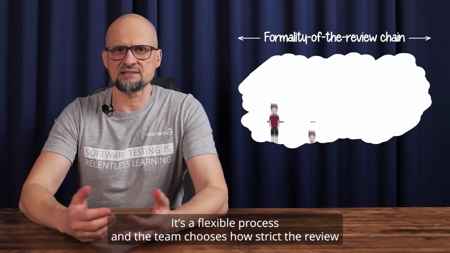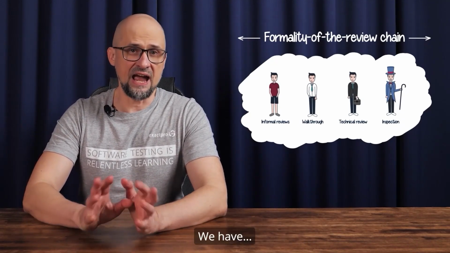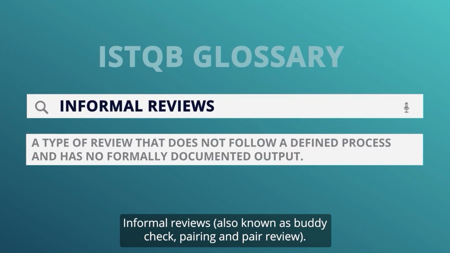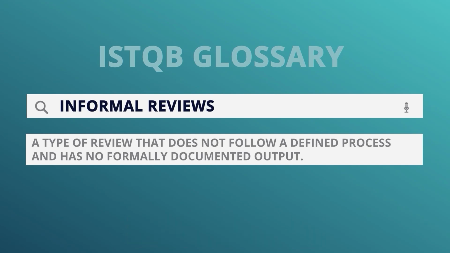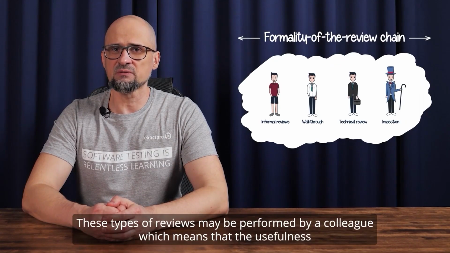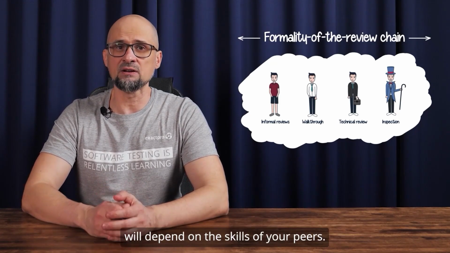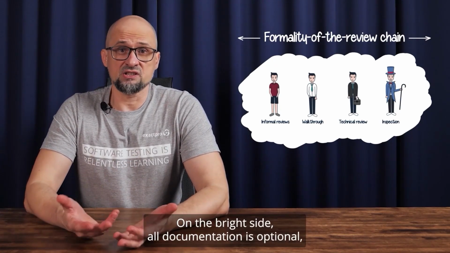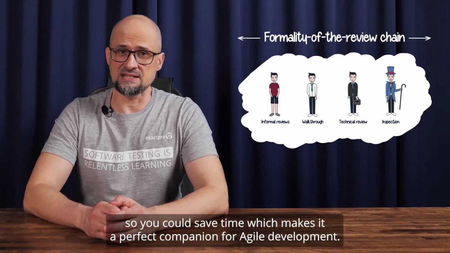It's a flexible process, and the team chooses how strict the review for this code should be. We have informal reviews, also known as buddy checks, pairings, and peer reviews. They're basically inexpensive ways to get some benefit. It's a type of review that does not follow a defined process and has no formally documented output. These types of reviews may be performed by a colleague, which means that the usefulness will depend on the skills of your peers. On the bright side, all documentation is optional, so you could save some time, which makes it a perfect companion for agile development.